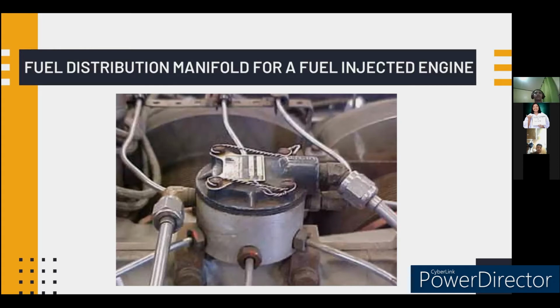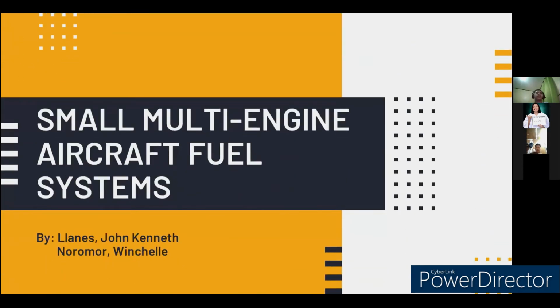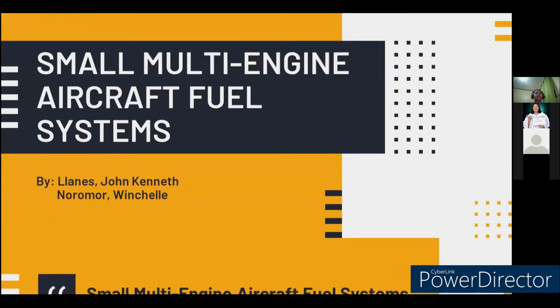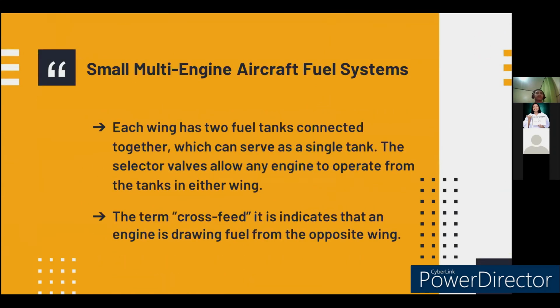So yun yung actual picture ng ating fuel distribution manifold. So for small multi-engine aircraft system, next. So each wings has two fuel tanks connected together, which can serve as a single tank. Selector valves allow the engine to operate from tank in either wings.